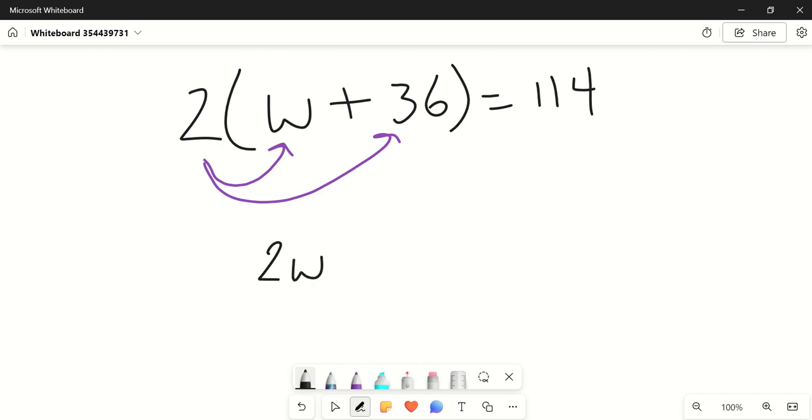Okay, and then 2 times 36, stop. Mental math. 36 is made up of what 2 numbers, ladies and gentlemen? 30 and 6. What is double 30?